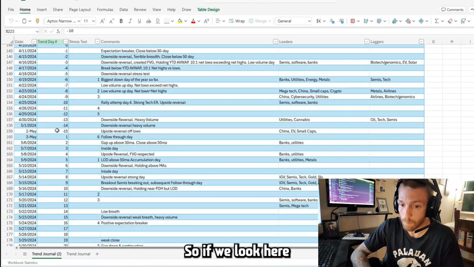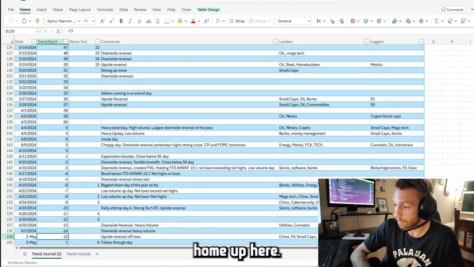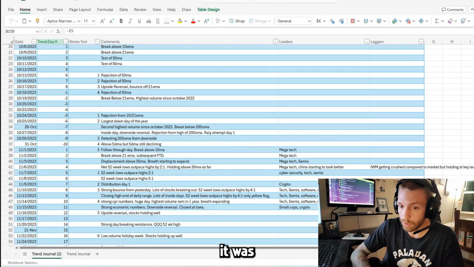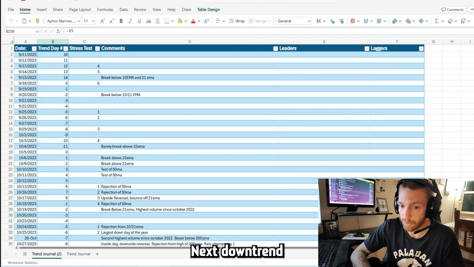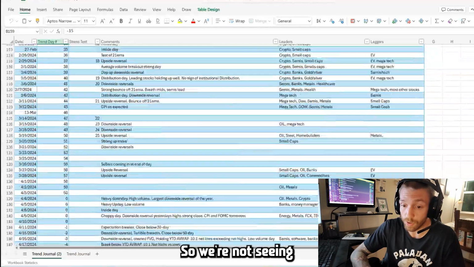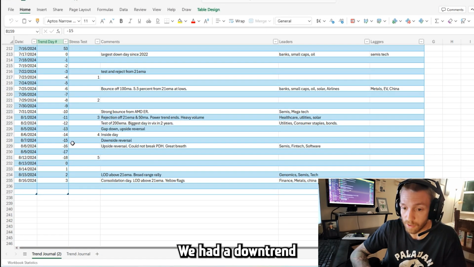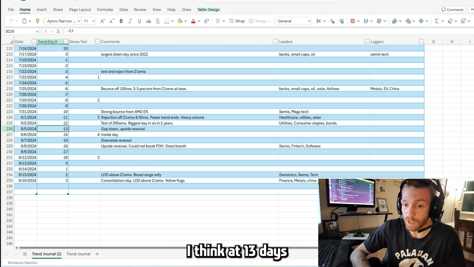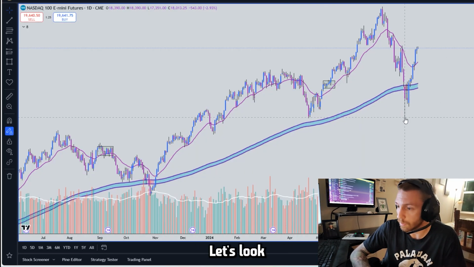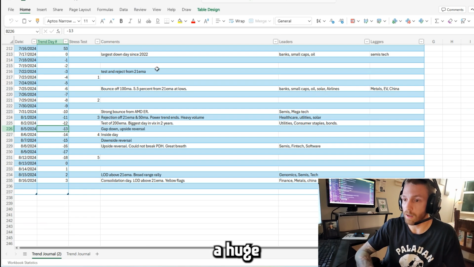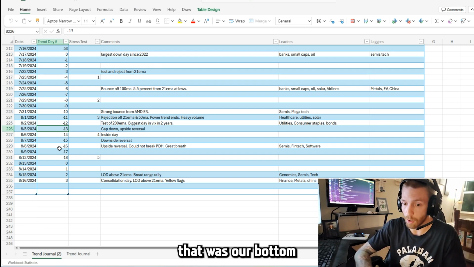So if we look here, this was 15 days of a downtrend. Then we bounced. Come up here, the next downtrend was 10 days. Next downtrend, 11 days. So we're not seeing very many downtrends over 15 days. And then we had a downtrend. I think at 13 days we bottomed. Let's look. That was on Monday the 5th. Monday the 5th, we had a huge downside reversal. That was our bottom of this current leg.